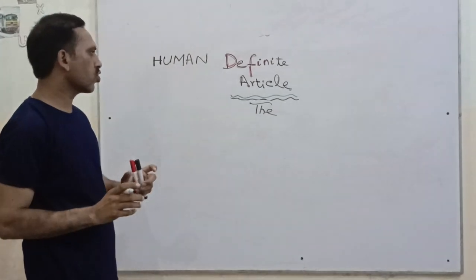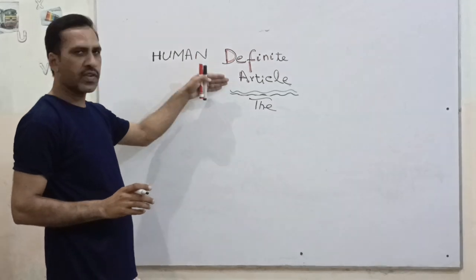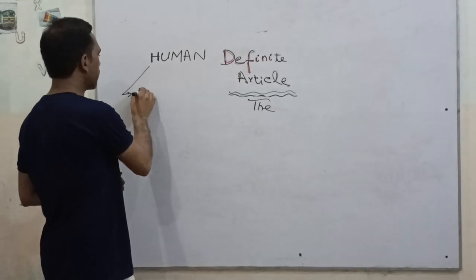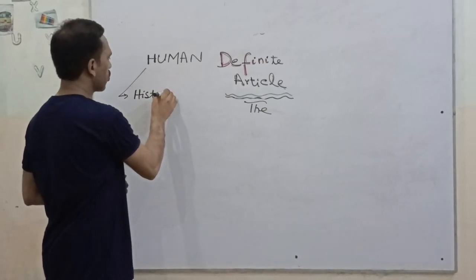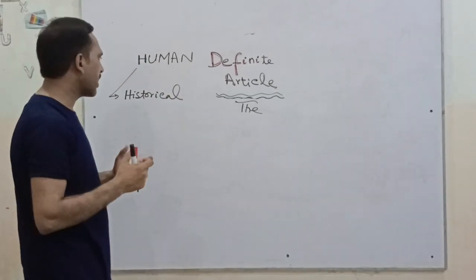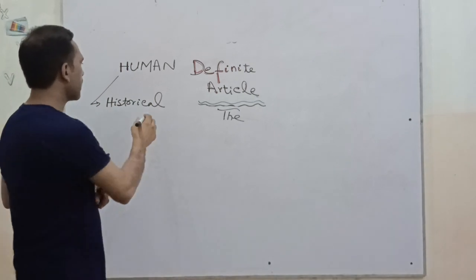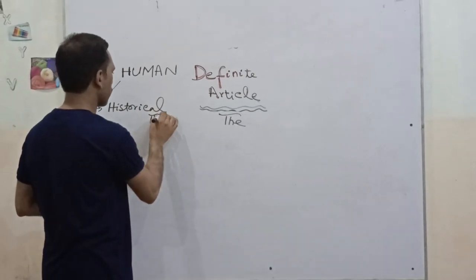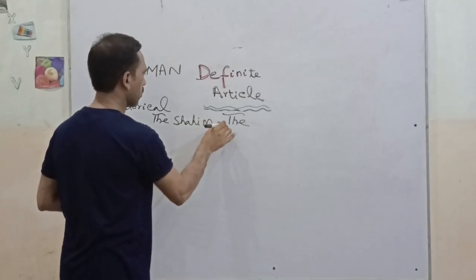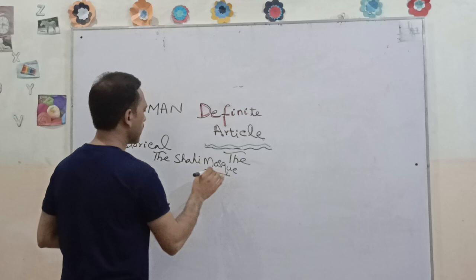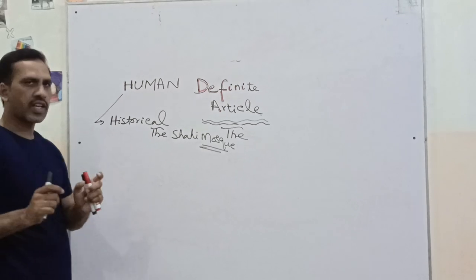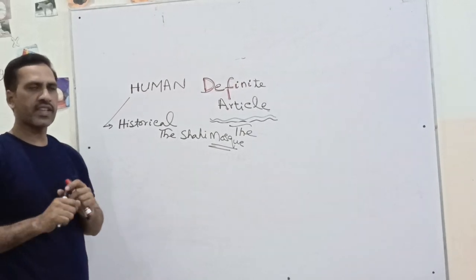The very first use of "the" as a definite article is that "the" is used with historical as well as government buildings. Let's see an example of a historical building: the Shahi Mosque. So "the" is used with historical as well as government buildings.